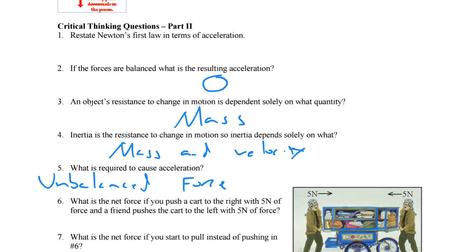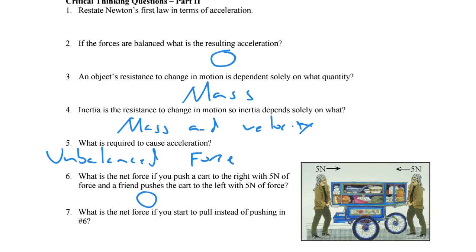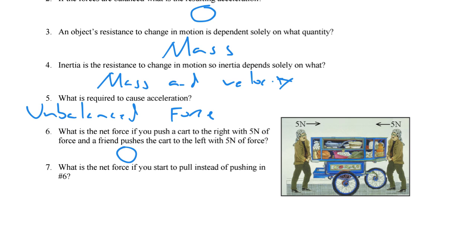What is the net force if you push a cart to the right with 5 newtons and your friend pushes it to the left with 5 newtons? It is 0. That is an example of a balanced force. And what is the net force if you start to pull instead of pushing? Then it would be 10 newtons because you get to add them together if they're pointing in the same direction. It's just vector addition at that point. And since it's a force and it's a vector, we should say which side we were on. We were pushing to the right, so now we're pulling to the left, so it's 10 newtons to the left.